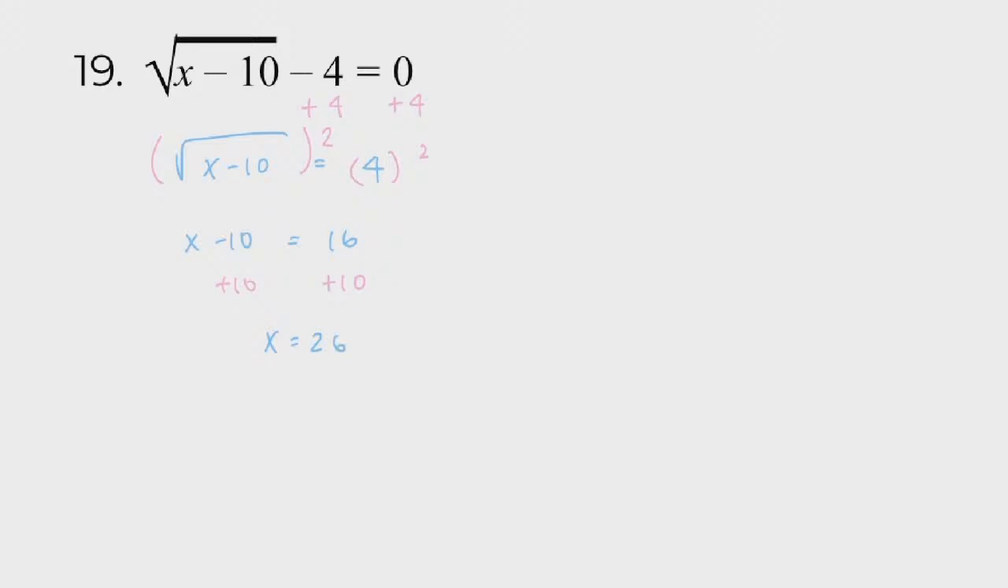But before we say that this is our final answer, we want to check that it actually works. So we want to plug x equals 26 into the original equation. So that'll be square root of 26 minus 10 minus 4 equals 0. Square root of 16 minus 4 equals 0. So we get 4 minus 4 equals 0, which is correct. So that means 26 is the solution.